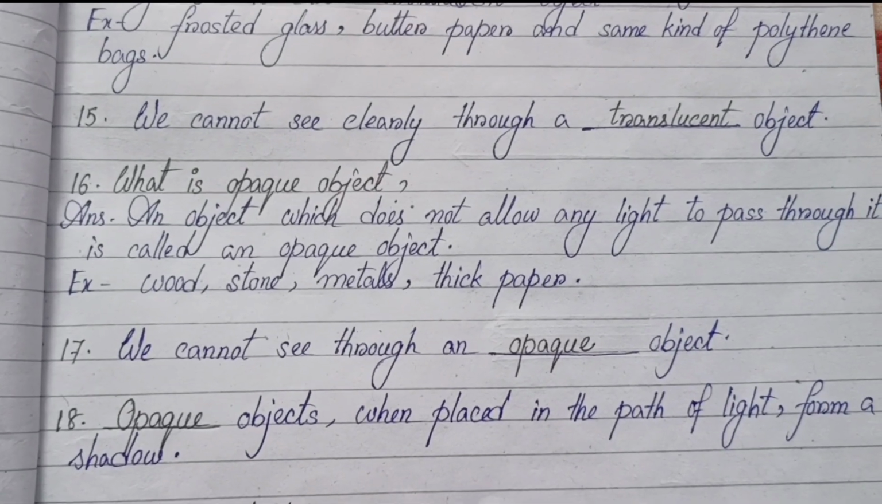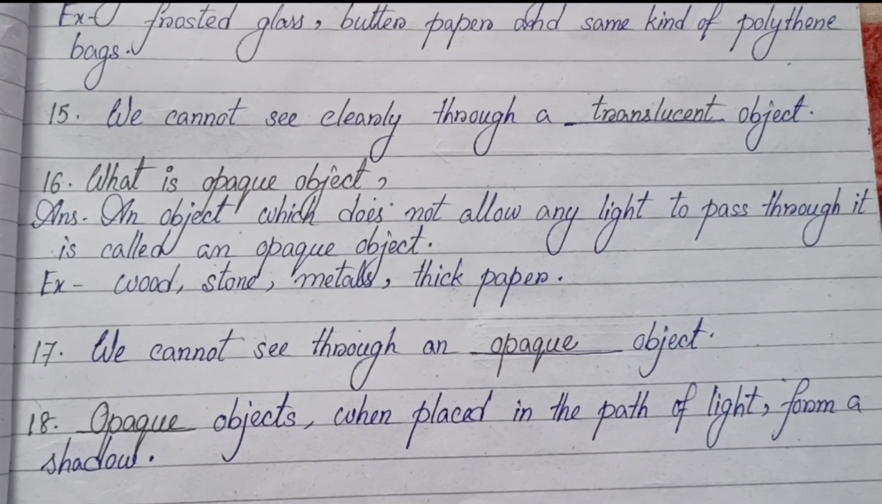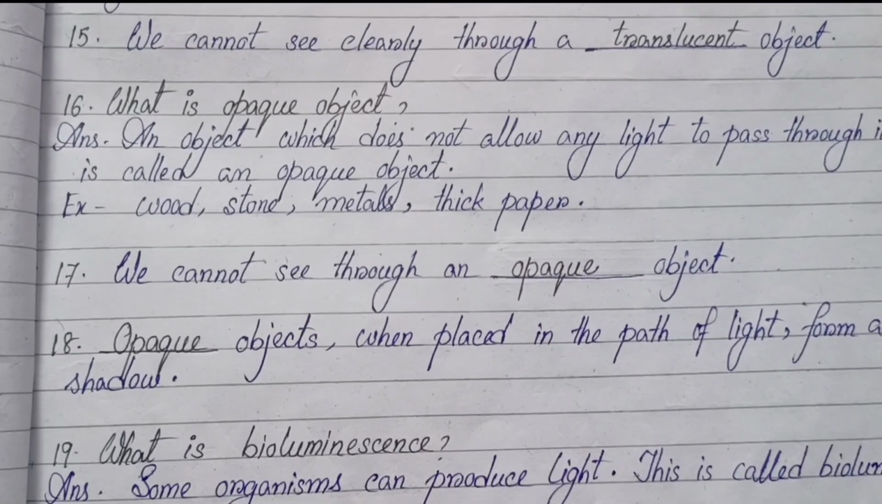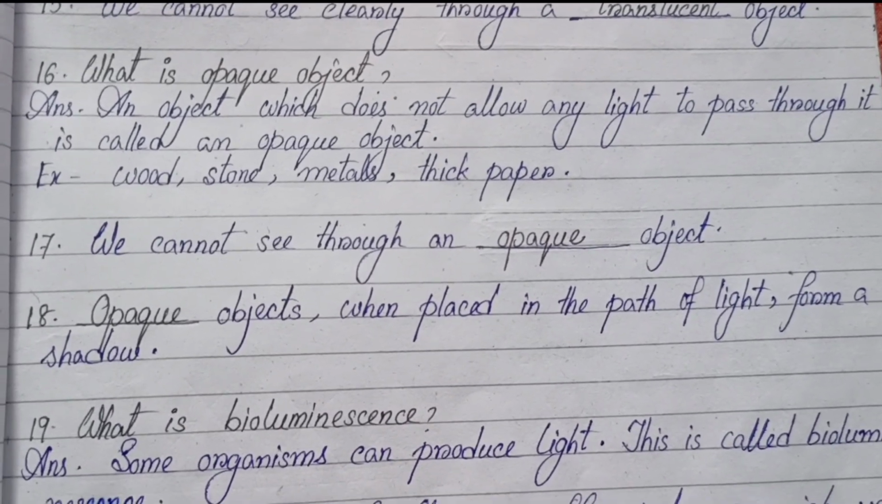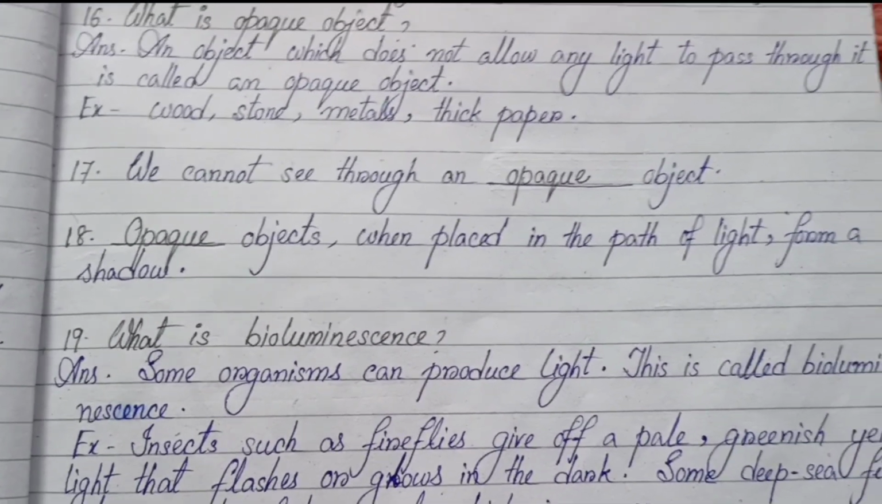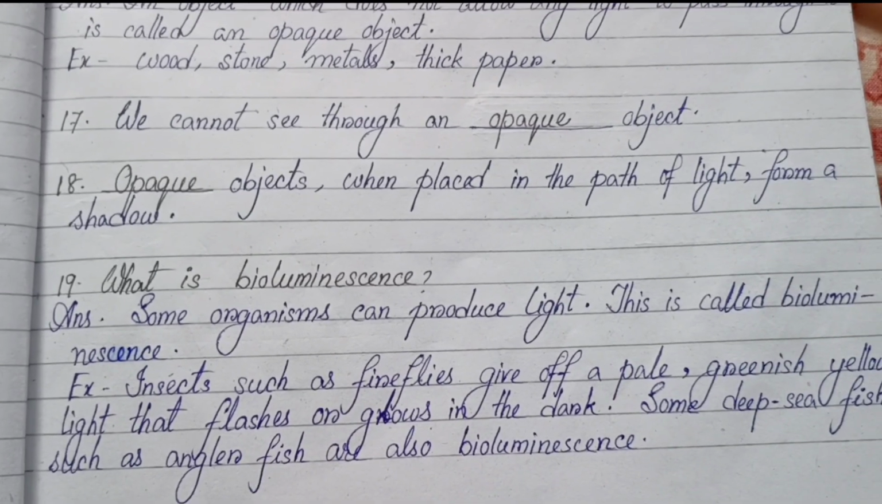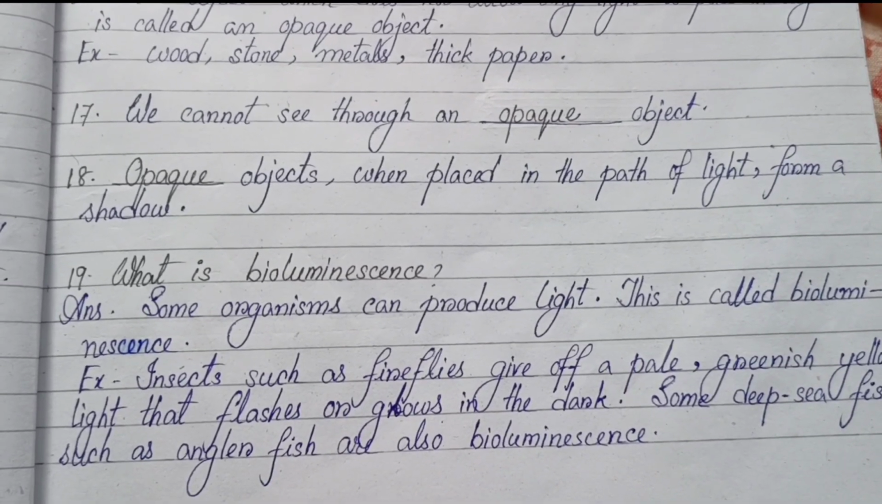Number 16, what is opaque object? An object which does not allow any light to pass through it is called an opaque object. Example, wood, stone, metals, thick paper. Number 17, we cannot see through an opaque object. Number 18, opaque objects when placed in the path of light form a shadow.